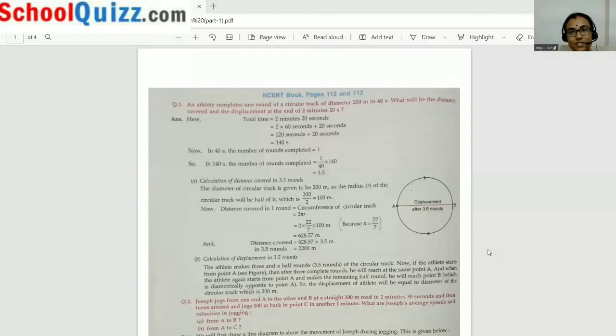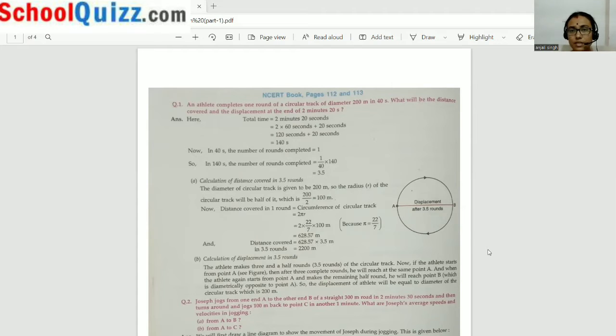So this is the first NCERT question. An athlete completes one round of a circular track of diameter 200 meter in 40 seconds. What will be the distance covered and the displacement at the end of 2 minutes 20 seconds? So here they are talking about the distance as well as the displacement. First we have to find the distance and after that the displacement.